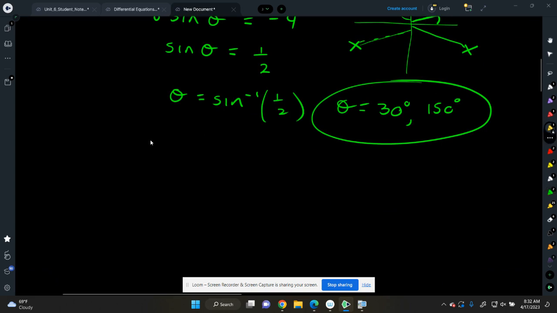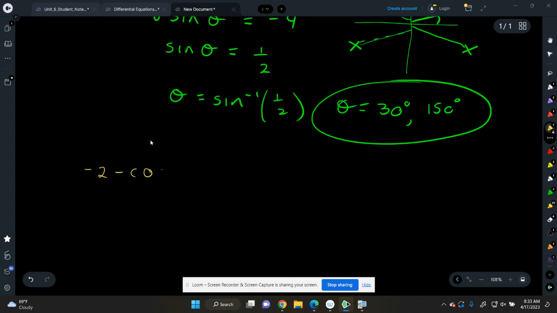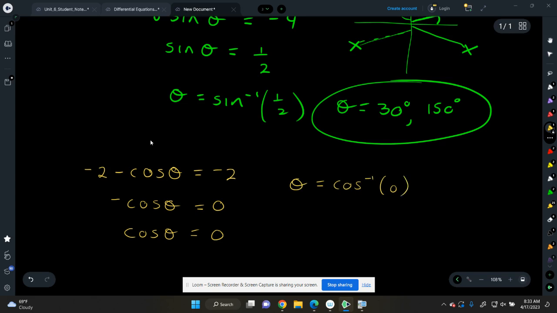Okay, number 3, negative 2 minus cosine theta equals negative 2. So we're going to add 2 to both sides, and we get 0. Then dividing by negative 1, we still have 0. So cosine theta equals 0, which means theta equals inverse cosine of 0. So where is the x value equal to 0? 90 and 270. Good.